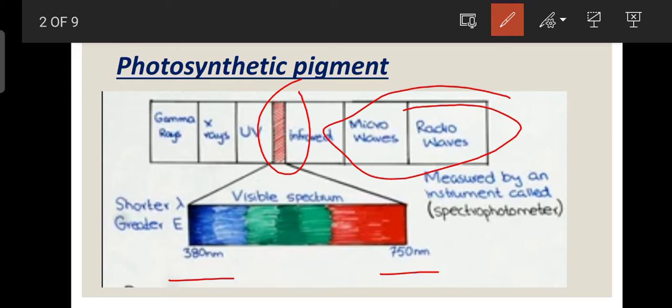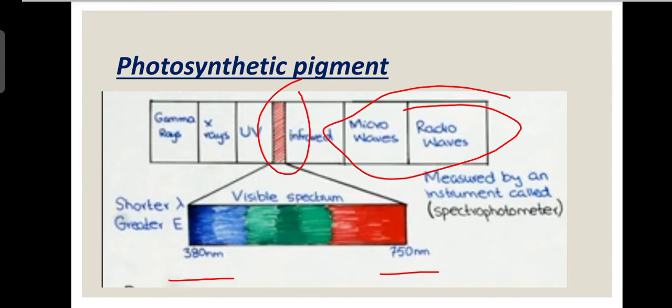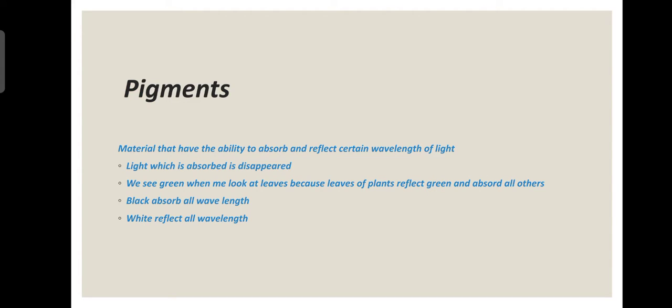So by using this visible light, the plant performs the photosynthetic process, and the light energy is converted into chemical energy by the process of photosynthesis. So pigment means material that has the ability to absorb and reflect certain wavelengths of light. Light which is reflected is what we see.